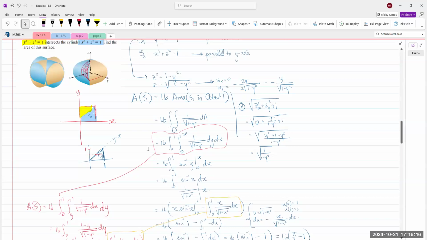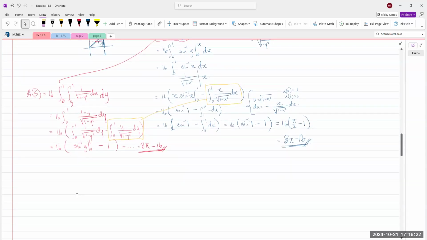Now, if we just want the part in the first octant, then you don't multiply by 16. And the area in the first octant is only this part. That's the area if we don't multiply by 16.